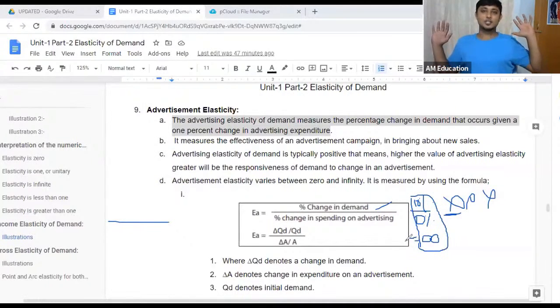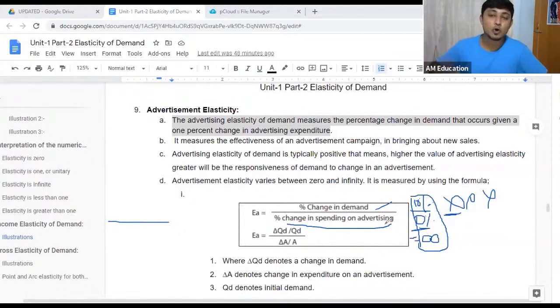Without even changing the price, there is no change in the price, but there is change in the demand. That means this demand change is not due to the price change, or the income change, but due to the change in the spending on advertising. Yes, this year we've spent 10 crore rupees on advertising, and the increased demand is due to the advertisement elasticity. Clear, all of you? It measures the effectiveness of the advertisement campaign.